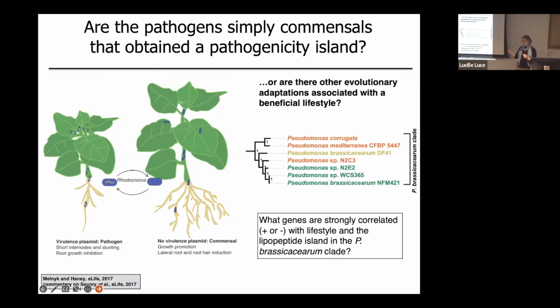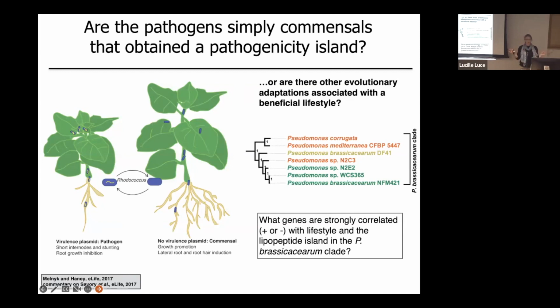And so we wondered, is that just it? Is it an island that's moving around and causing these lifestyle transitions? Or is it something more complicated? And there's a beautiful example from Jeff Chang's lab showing that Rhodococcus, through gaining a single virulence plasmid, can actually transition from a plant commensal to a pathogen, just with acquiring a single plasmid.